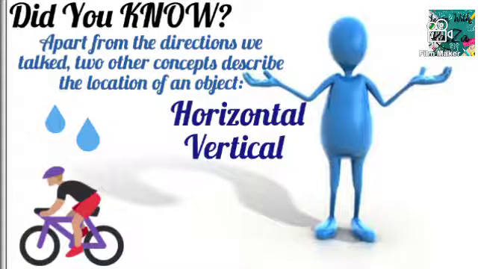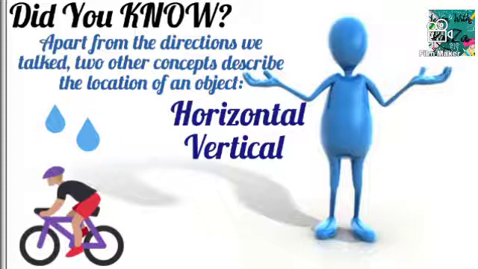Did you know that apart from the directions and the subdirections we talked about so far, there are 2 other concepts which are necessary to describe the location of an object? These are known as the 2 types of other objects, horizontal and vertical. Now can you see the figure? There is a boy riding a bicycle and some raindrops are falling to him.